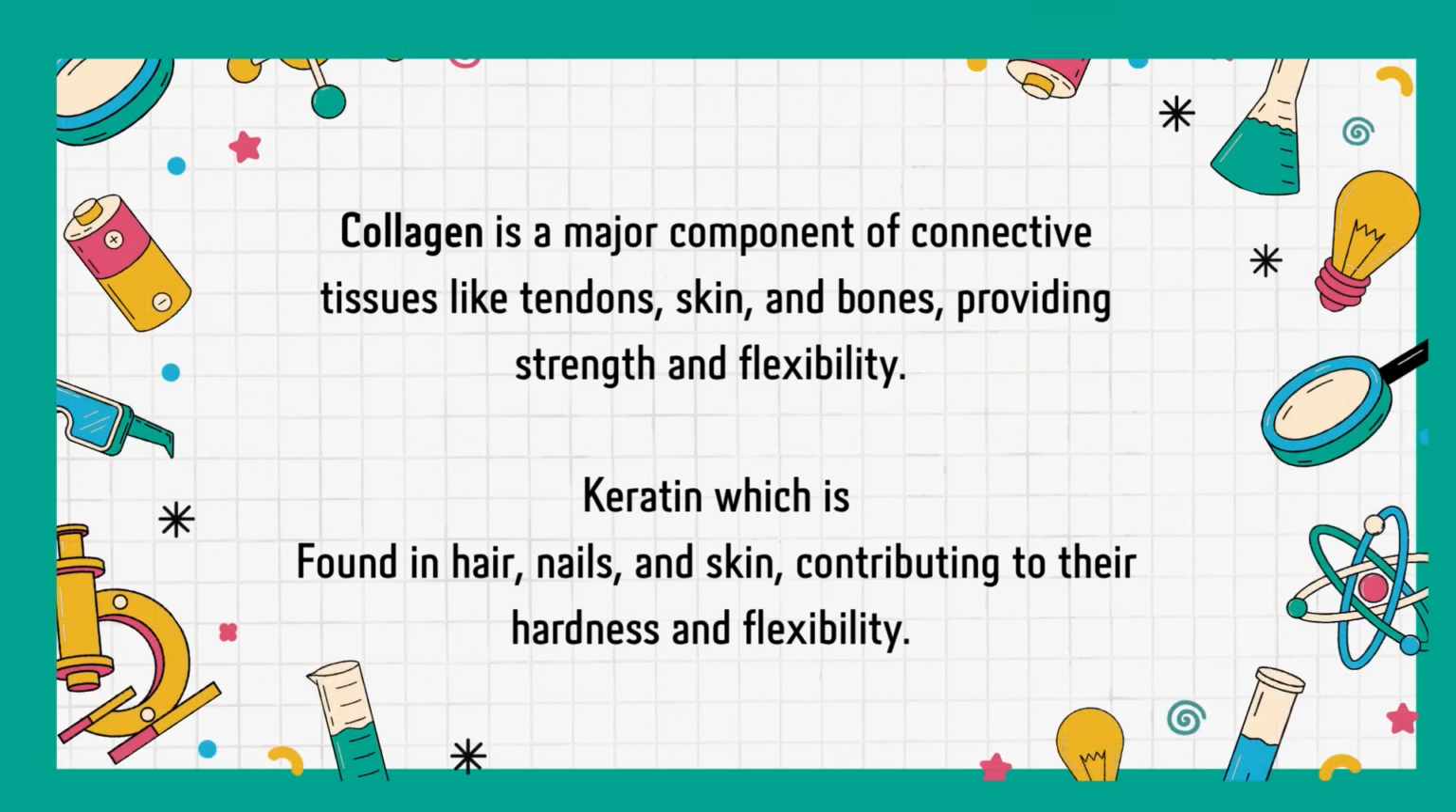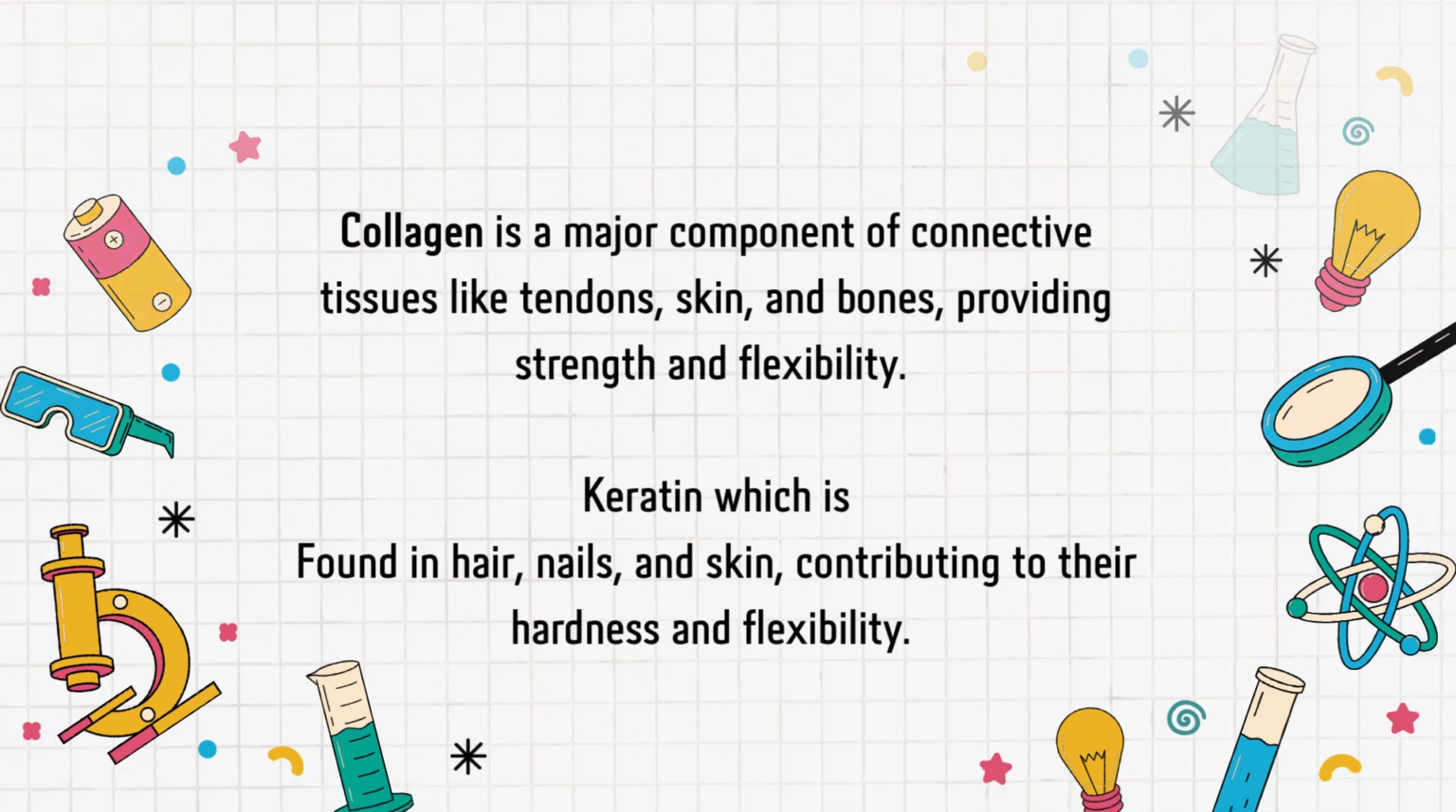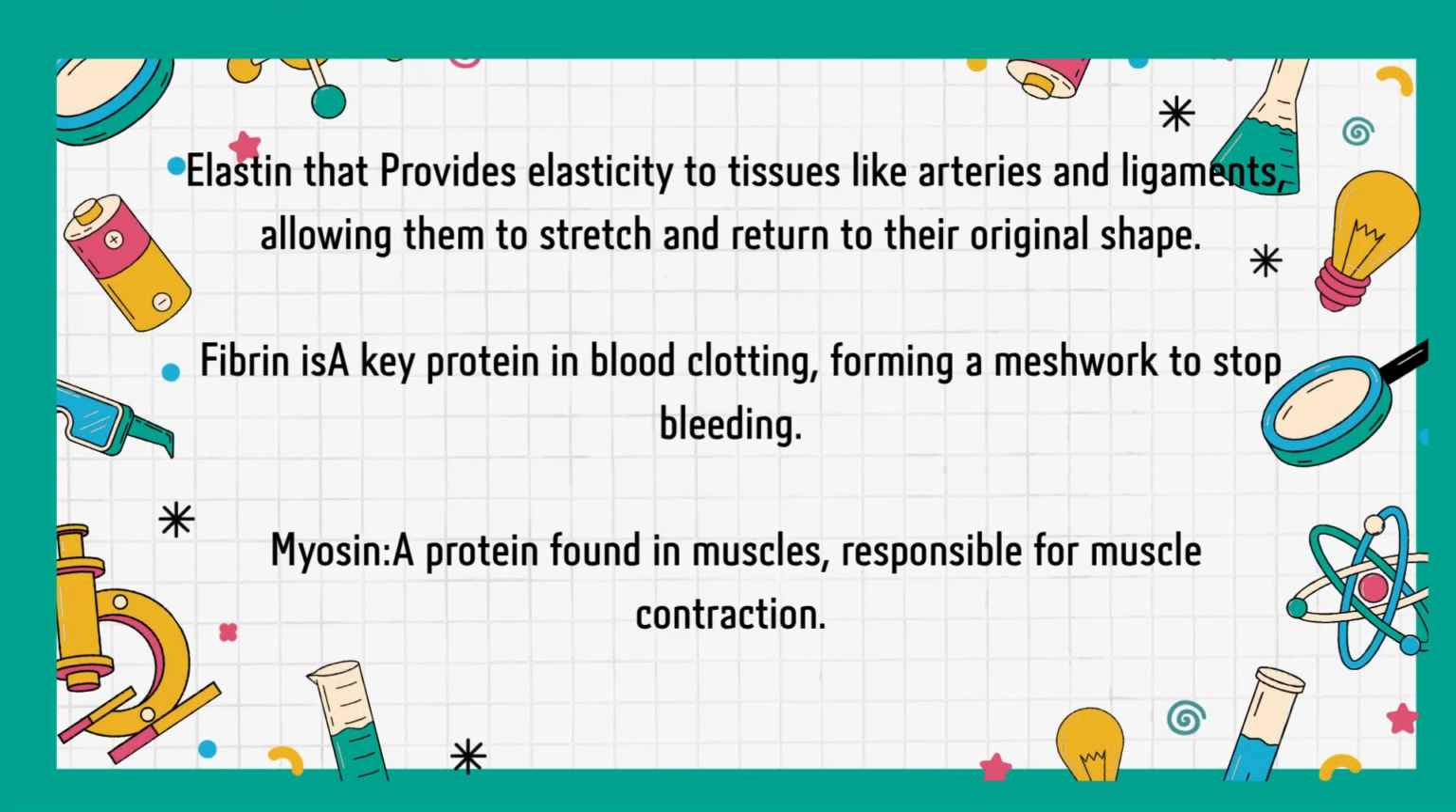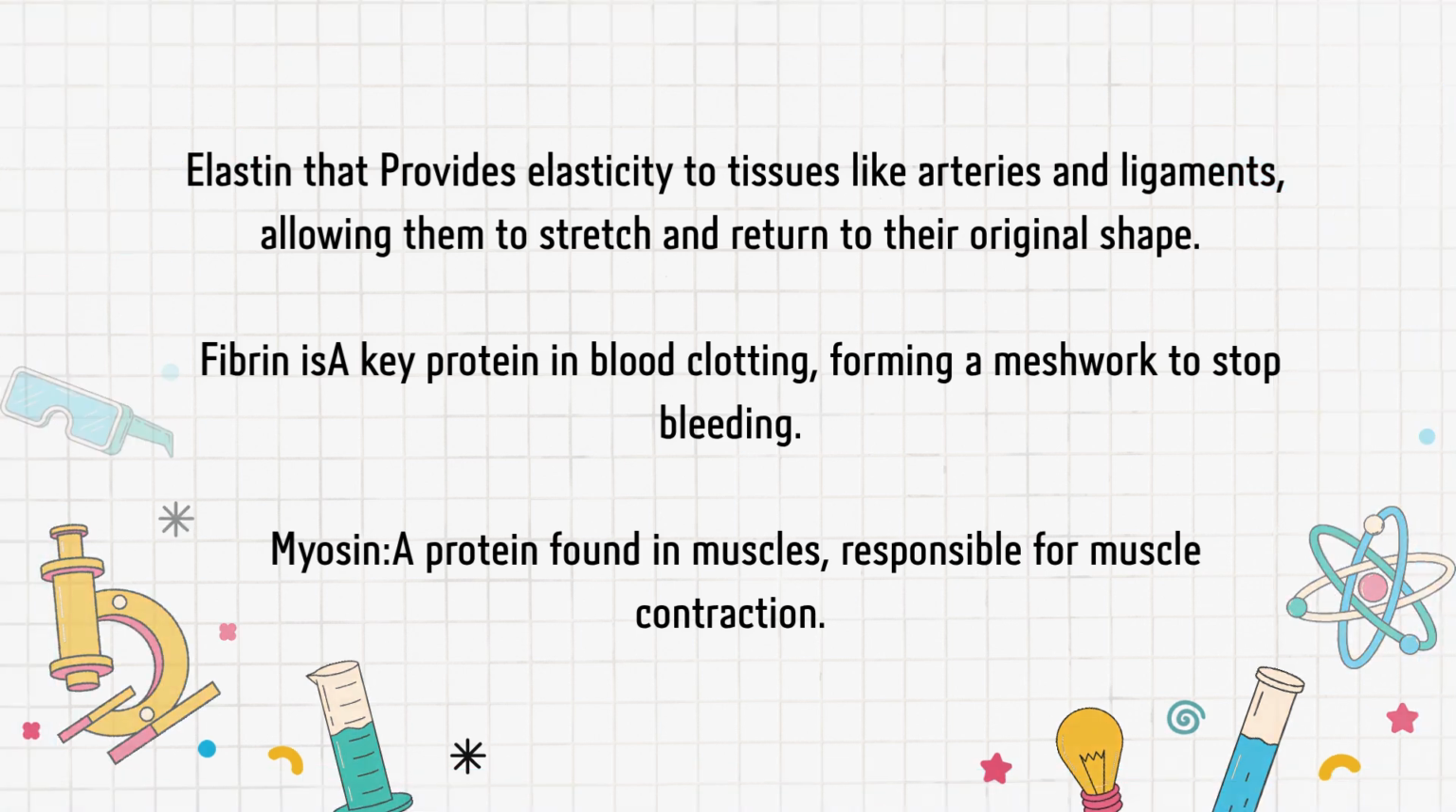Some major examples are collagen. It is a major component of connective tissues like tendons, skin, and bones, providing strength and flexibility. Keratin, which is found in hair, nails, and skin, contributing to their hardness and flexibility. Elastin provides elasticity to tissues like arteries and ligaments, allowing them to stretch and return to their original shape. Fibrin is a key protein in blood clotting, forming a meshwork to stop bleeding. Myosin is a protein found in muscles, responsible for muscle contraction.